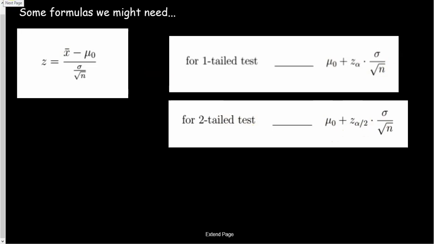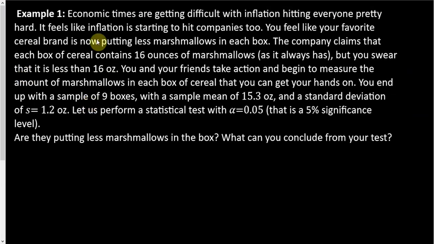So let's jump into an example. Economic times are getting difficult with inflation hitting everyone hard, and it feels like inflation's starting to hit the companies too. Your favorite cereal brand, you think they're putting fewer marshmallows in each box. Oh no. The company claims that each box of cereal contains 16 ounces of marshmallows, as it always has, but you swear that it's less than 16 ounces. So you and your friends take action. We start to measure the amount of marshmallows in all of our boxes. We go get all that we can, and we end up with a sample of 9 boxes.